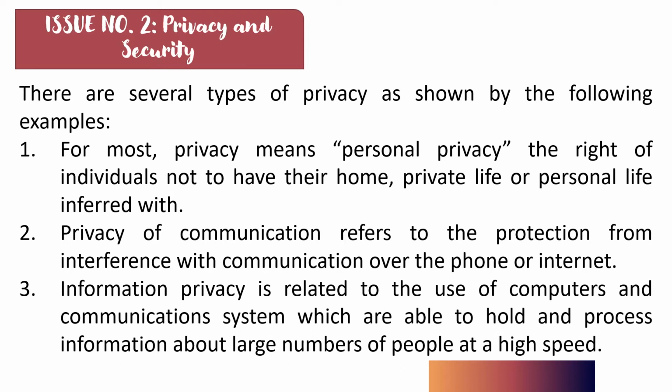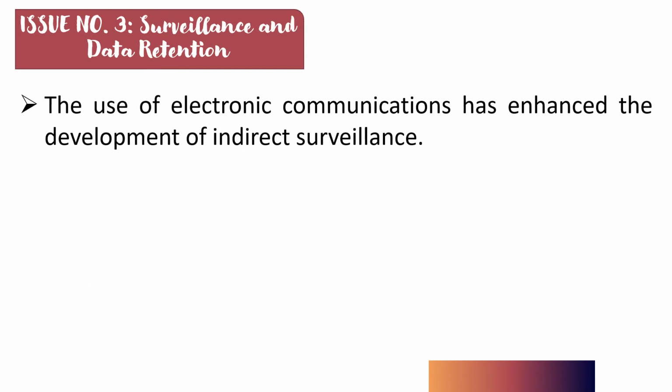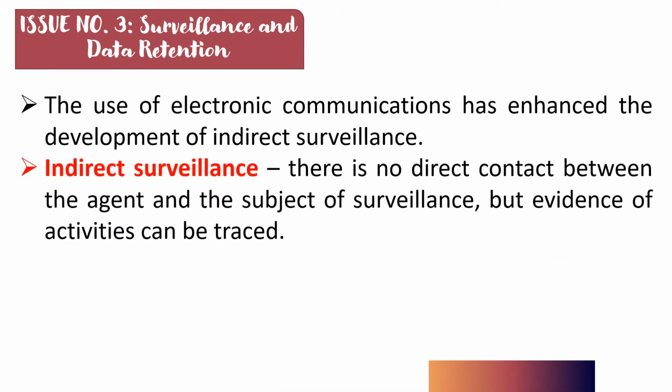Now we have personal privacy, we have privacy of communication, we also have information privacy. Okay. The third issue we have is surveillance and data retention. The use of electronic communications has enhanced the development of indirect surveillance. In indirect surveillance, there is no direct contact between the agent and the subject of surveillance, but evidence of activities can be traced. Okay.